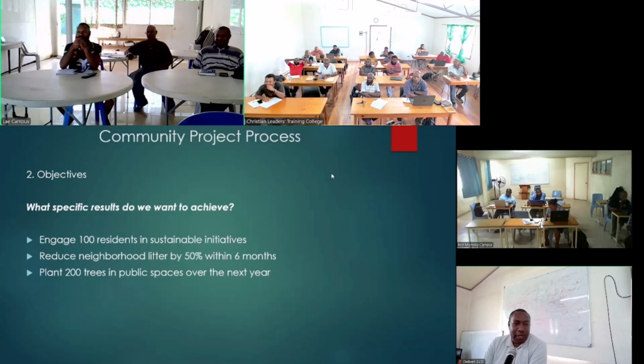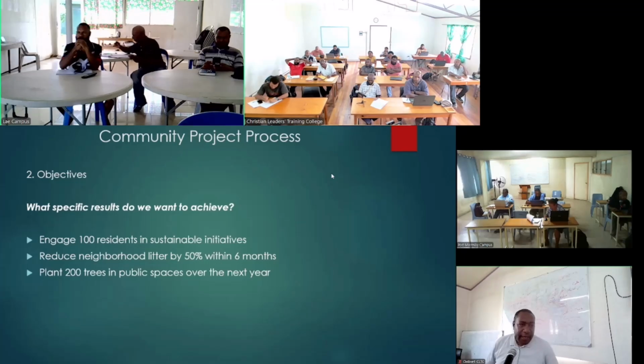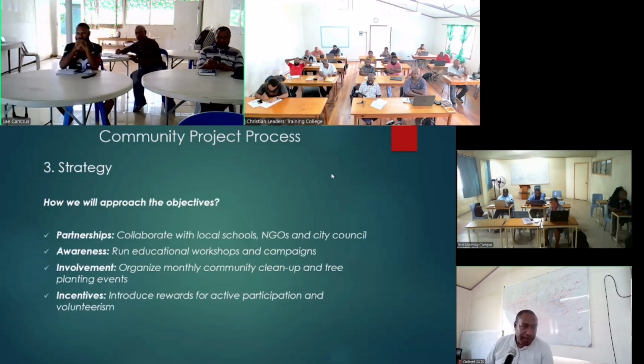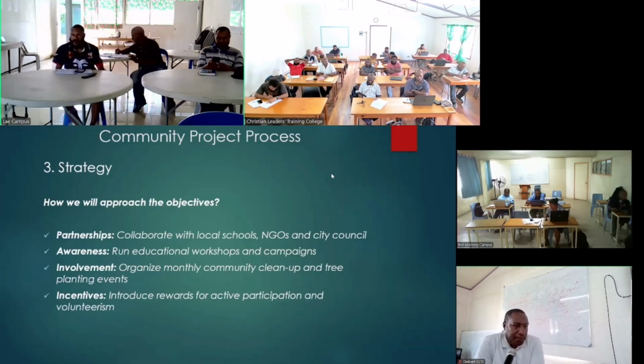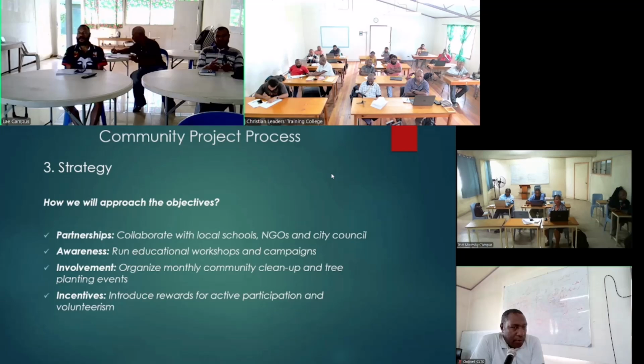Yes, so those are the specific results that we want to achieve for our beautification and tree planting program. And then the third one is strategy: how we will approach the objectives. The first one is for us to foster a good partnership. That is, we have to collaborate with local schools, NGOs, and city council to ensure that our objective is met.